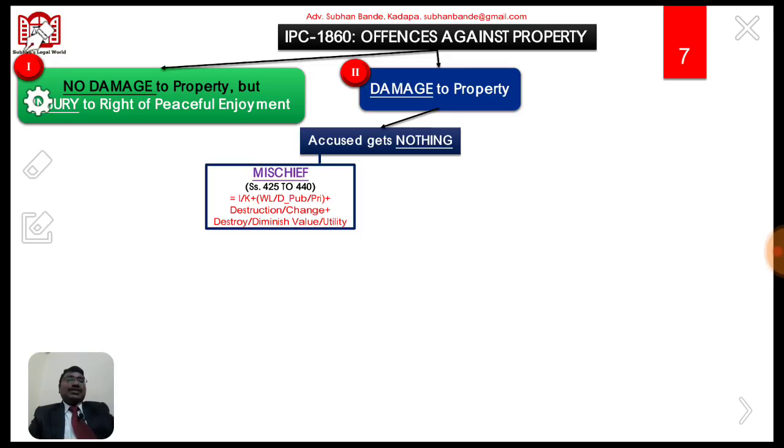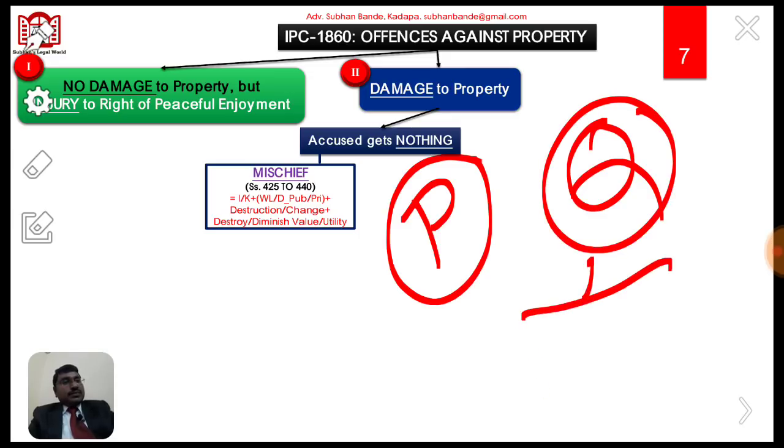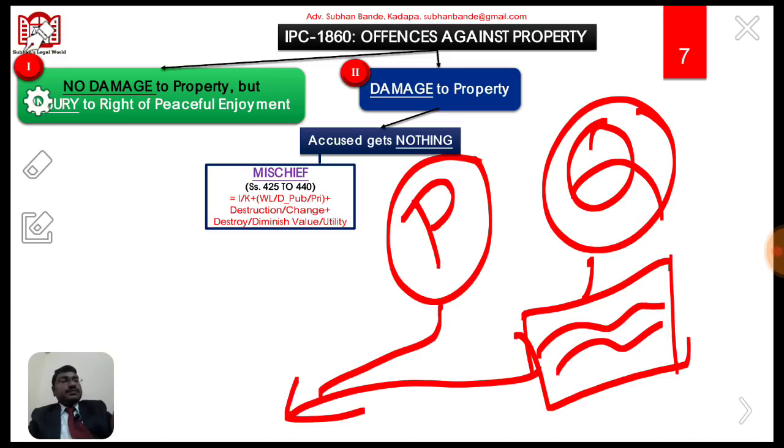Let us go for the next illustration. Mr. P voluntarily burns a valuable security belonging to Q. Q's security, it is an important document, or it is a valuable security. Mr. Q's valuable security was burnt by Mr. P voluntarily with an intention to cause wrongful loss to Mr. Q. Here P is liable for causing wrongful loss. He commits mischief.